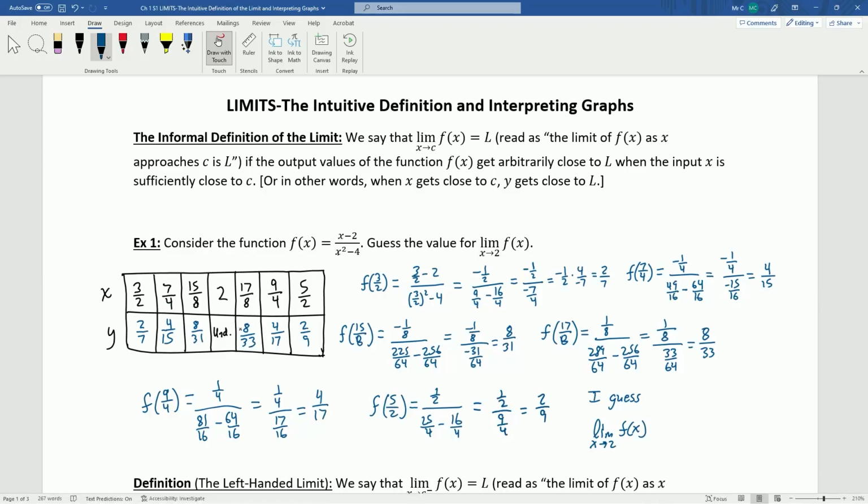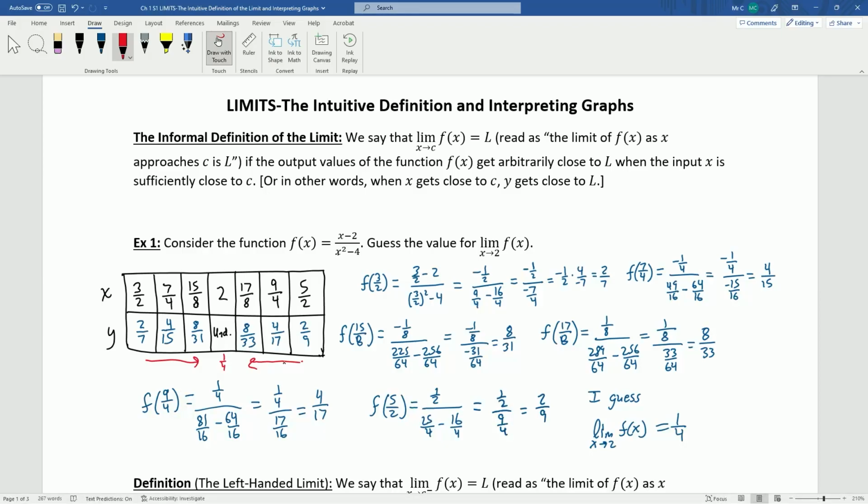And 8/31 and 8/33, hey, what's right in between that? 8/32, which is 1/4. And 4/15 and 4/17 here, what's right in between that? 4/16, that's also 1/4. And 2/9 and 2/7, 2/8 is between that, that's 1/4. So my guess is that this limit is 1/4. Meaning that as I take these x values closer to 2, the value that's being approached in the middle is 1/4.